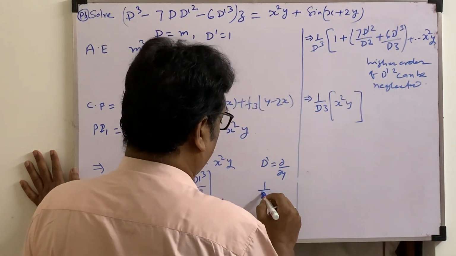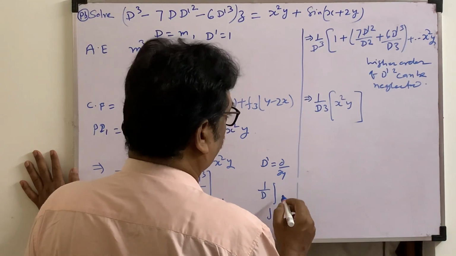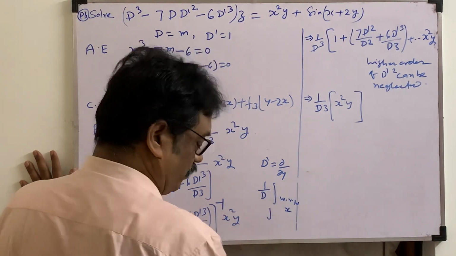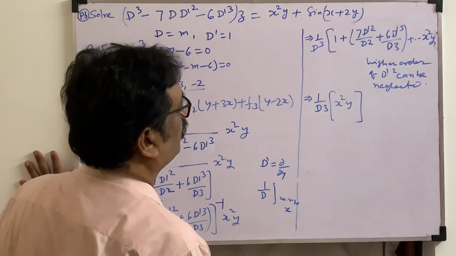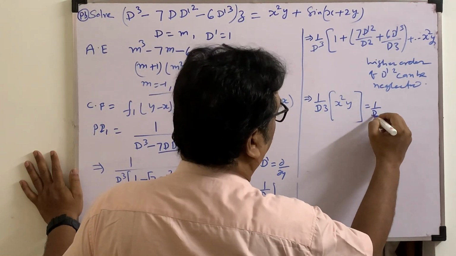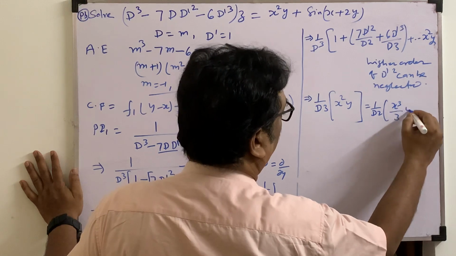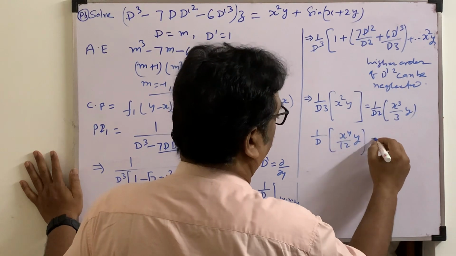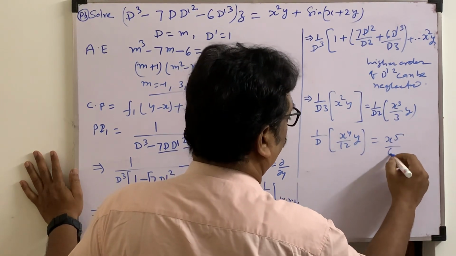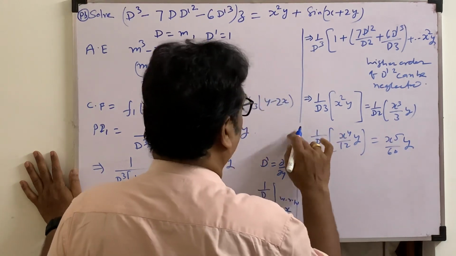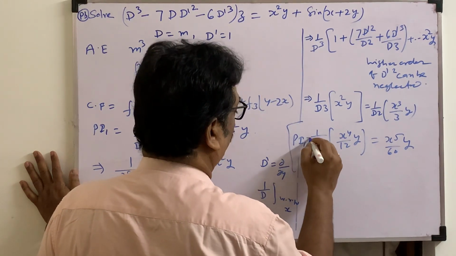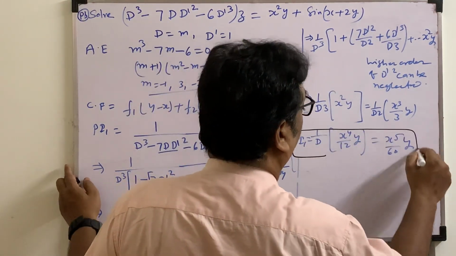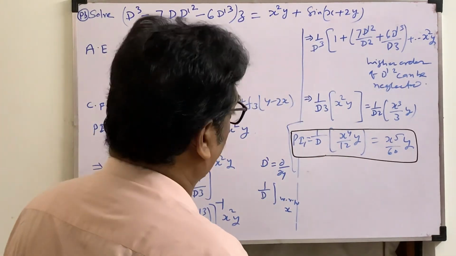What is the meaning of 1 by D? 1 by D means integration. Integrate with respect to x, only with respect to x. What will come here? 1 by D square gives x cube by 3y. Then 1 by D gives x power 4 by 12y. Then finally, one more time, x power 5 by 60y. So this is what we got. So Pi1 we know now: x power 5 by 60 times y.